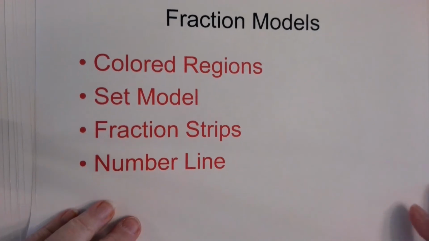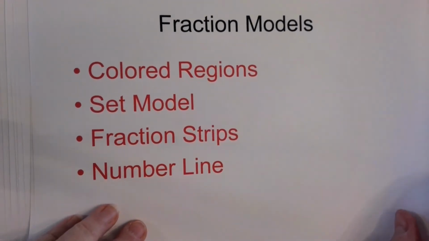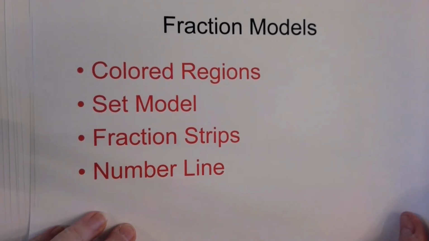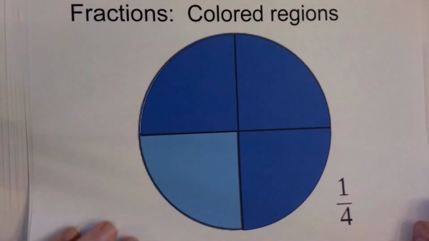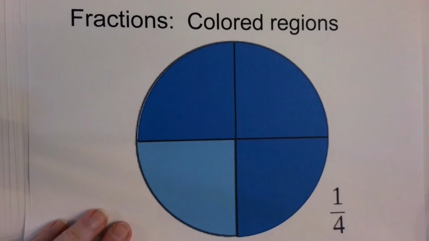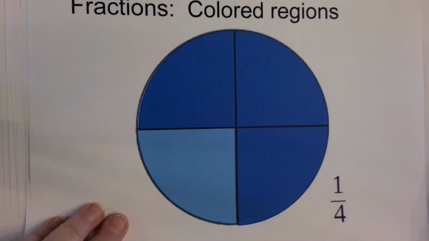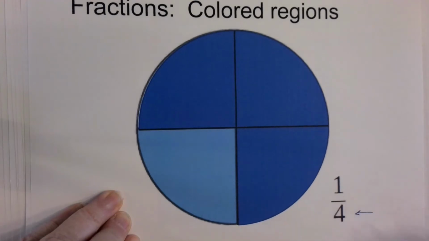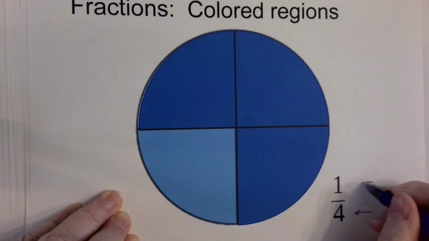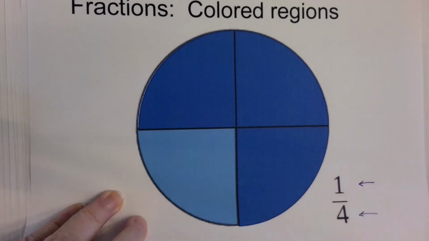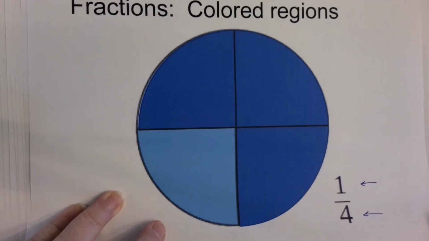There's 4 ways to consider fractions. I'm going to go through each one now. The first way to consider fractions is colored regions. How many regions of this circle are there? Well, it's divided into 4 regions. That's my total. And how many are light blue? 1. That means 1/4 of the circle is light blue.